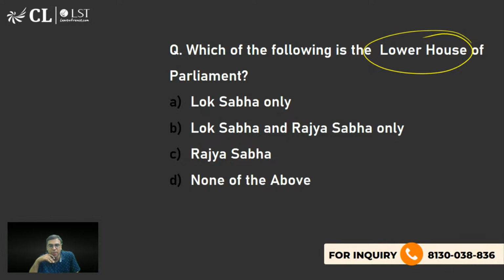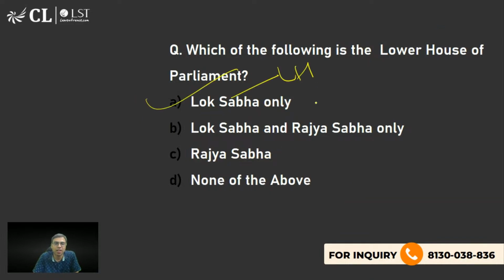Which is lower house, which is upper house? Yes. So basically L for lower, L for Lok Sabha, and R for Rajya Sabha. One is the lower house and the other is the upper house.